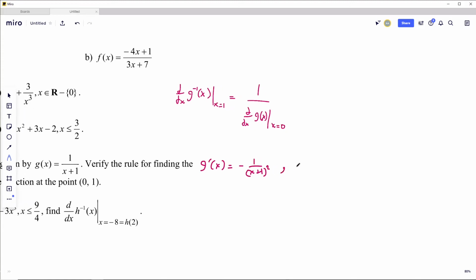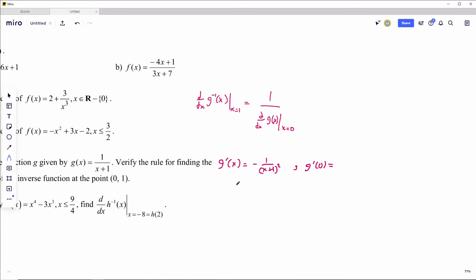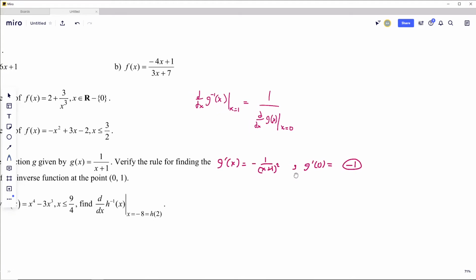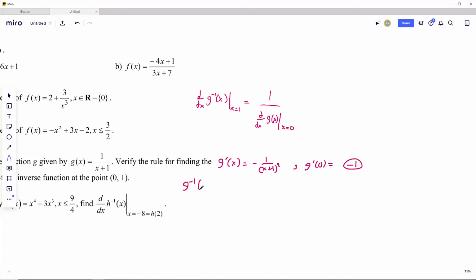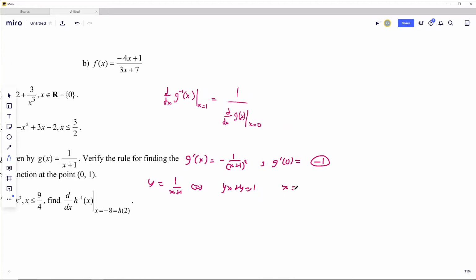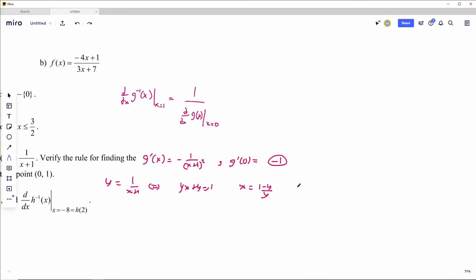Let's substitute. So g prime at 0, because that's what we want. For the normal function, it's the abscissa. So g prime of 0, put that in, you get minus 1. 0 plus 1 is 1, 1 squared is 1, 1 over 1 is 1, minus 1. And now g inverse. Step by step, y equals 1 over x plus 1. Cross multiply: yx plus y equals 1. So x equals, take y to the other side, 1 minus y and divide by y. So 1 minus y over y. Interchange: y equals 1 minus x over x.